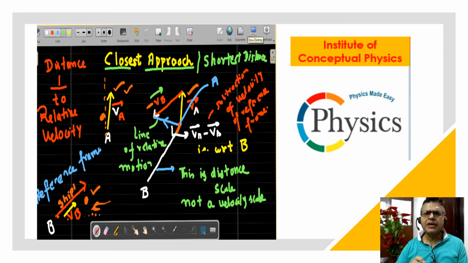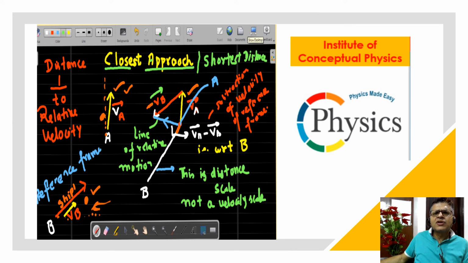So drop a perpendicular from body B to A in such a manner that it becomes perpendicular to the relative velocity vector, right? But B is stationary. That's a key point. Once you get it, your calculations and your usage of triangles and trigonometry to find the distance of closest approach will become very, very simple.